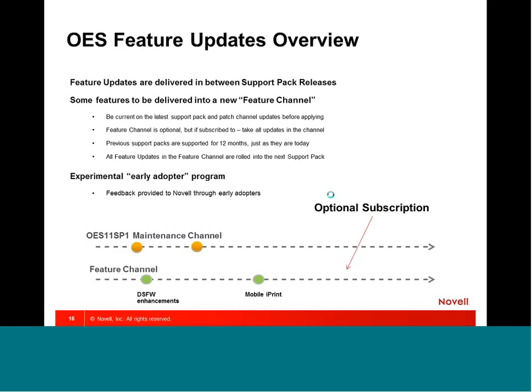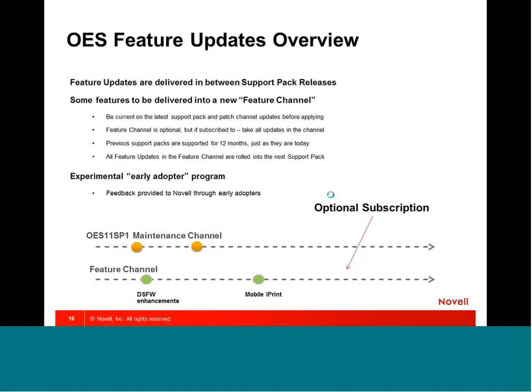So you could either stay on the maintenance channel, or you could take the feature channel and then get all those updates. And then if you did, let's say, take a new version of iPrint, maybe that had some mobile iPrint capabilities, if any bugs were found on that, then we would put patches out in that feature channel that would fix those bugs. And then when we did deliver the next support pack, you would get all those new features that were in that feature channel also rolled up into the support pack.